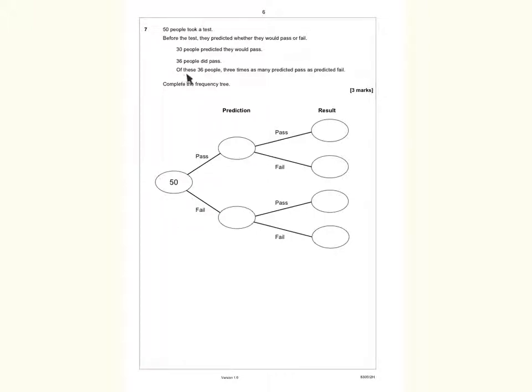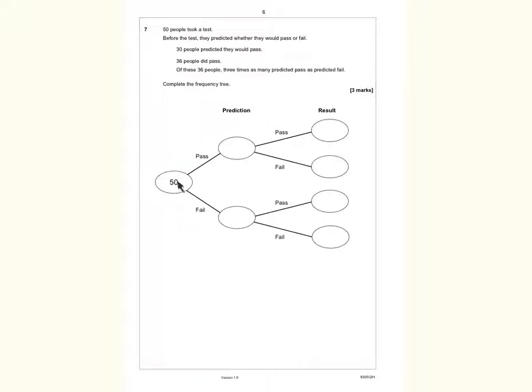Now here, I'm just going to go back to this line. Of these 36 people, 3 times as many predicted pass as predicted fail. So there is some ratio about this 36. So 3 times as many predicted pass as predicted fail. So there's a 3 to 1 ratio that predicted pass as predicted fail for this 36 that did pass. Okay. Now back to the frequency tree.